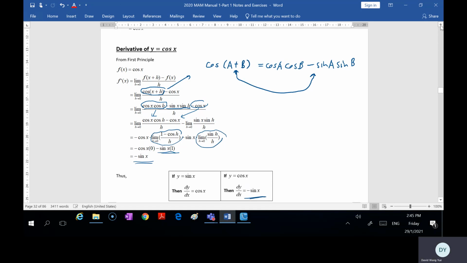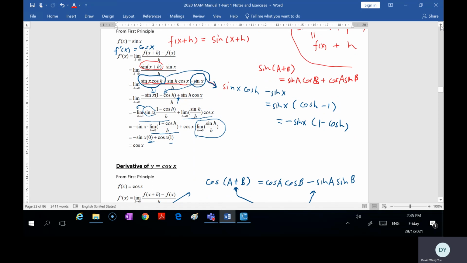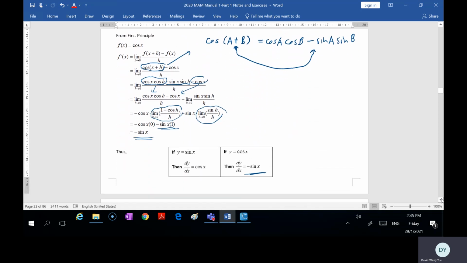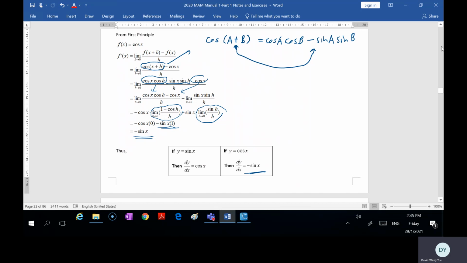Although you might have known these two formulas previously, in our syllabus you still need to have the knowledge of how these two formulas were proved and established. So that's the purpose of this class investigation, to show you how we know that the derivative of sine x is cosine x, and how we know that the derivative of cosine x is minus sine x.